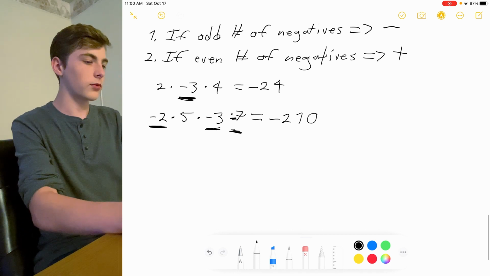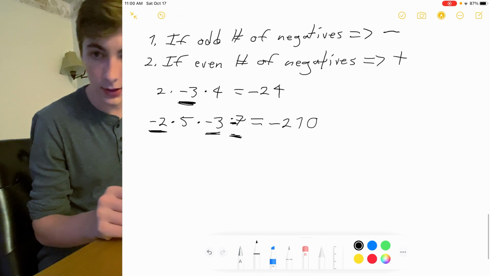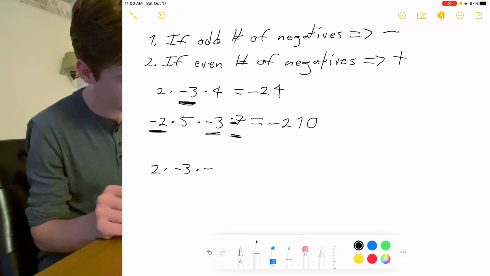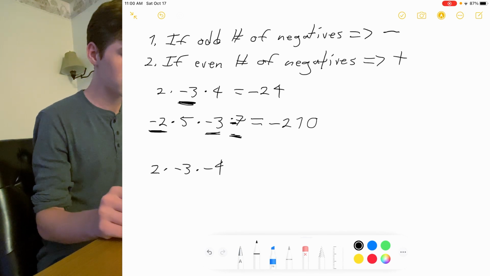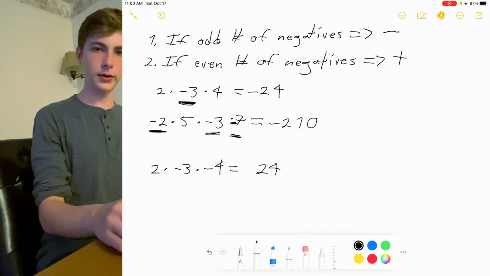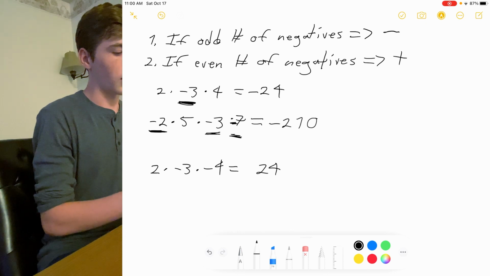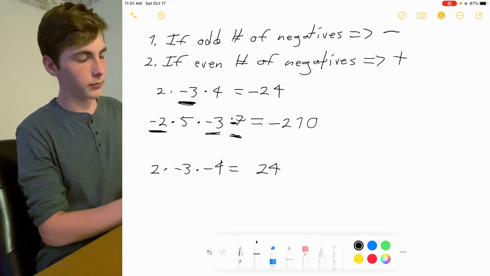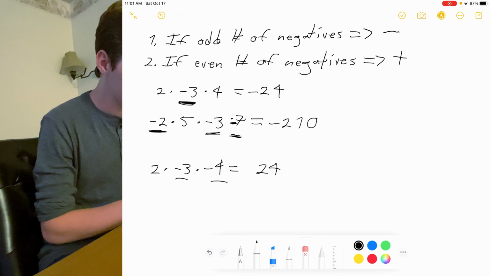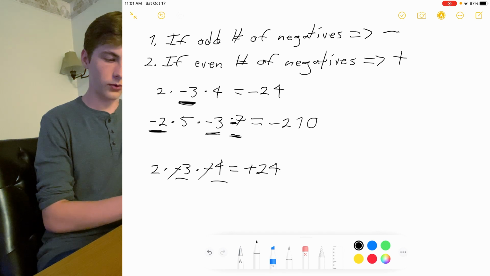Okay, so now let's do some where it's going to be an even number of negatives, right? So we'll do the same example, except this will be 2 times negative 3 times negative 4. So now we have two negatives. The answer is going to be the same as far as the 24, right? Because it's the same numbers. But the signs, do we have an odd number of signs or an even number? We have an even, right? We have 1 and we have 2. And these guys are going to cancel each other out. And so it's going to end up being positive 24, right?